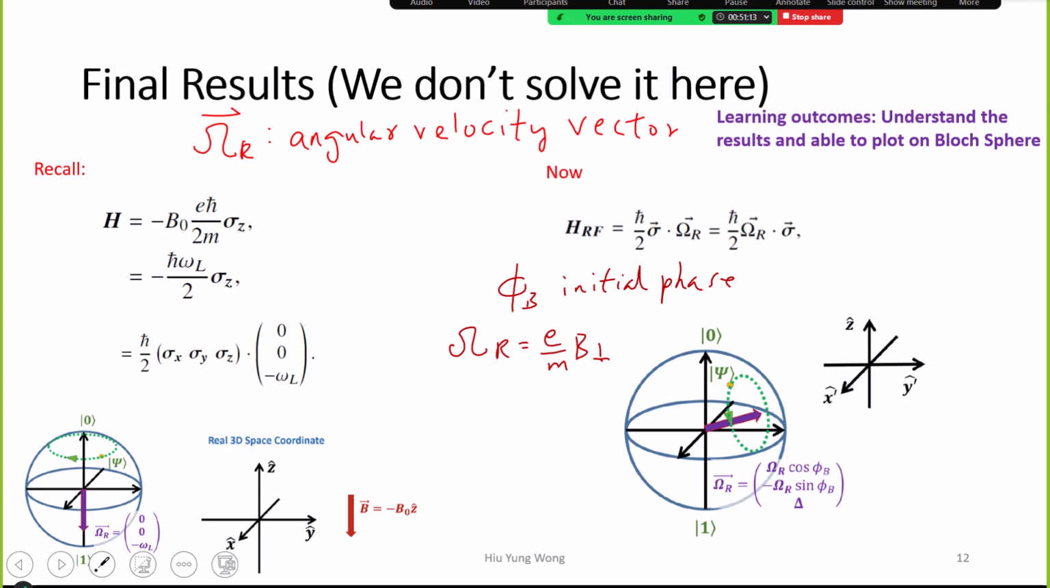Detuning. It's the difference between omega 1 and the normal frequency. So what does it mean? If delta equals 0, then this vector is on this plane, right? But anyway, I can tune this vector so that I can bring my qubit from any position to any position. Because I just put the vector in the right location, then the qubit will just rotate about that vector.